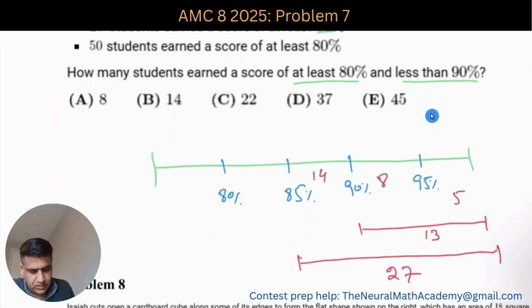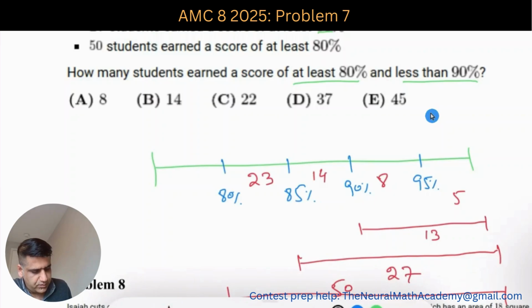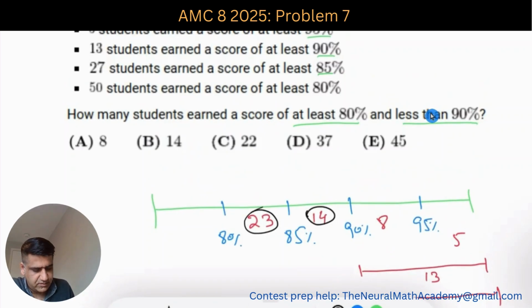And 50 students earned a score of at least 80%. So that means that we are having 50 students here. And if we subtract 27 from 50, we get 23. And now if I sum up 14 and 23, then I get 37, and that is the answer for this question.